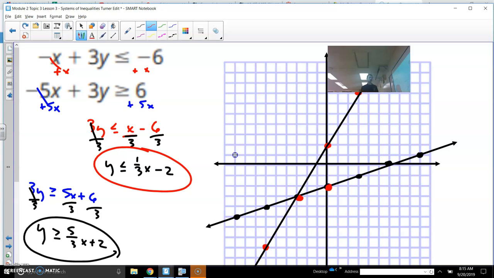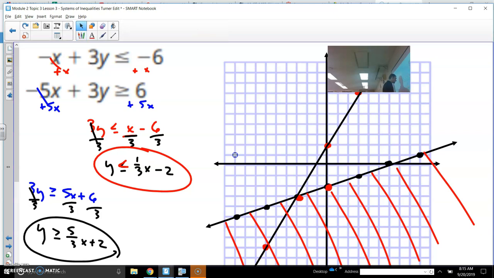And now I need to think about where I need to shade. It looks like I need to shade less than. So I'm going to shade below that line I just graphed. And so now I'm going to take a moment to graph the other one. Let's add 5x to the other side. Let's divide 3 over, and you end up getting this equation. So I started at 2, and then I went up 5 and over 3. You could even go down 5 and left 3 to get some other points going.